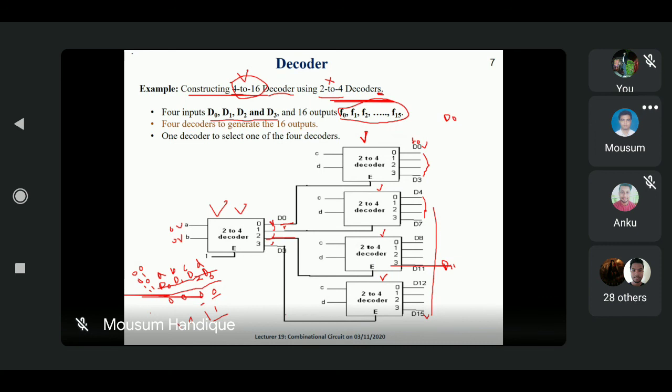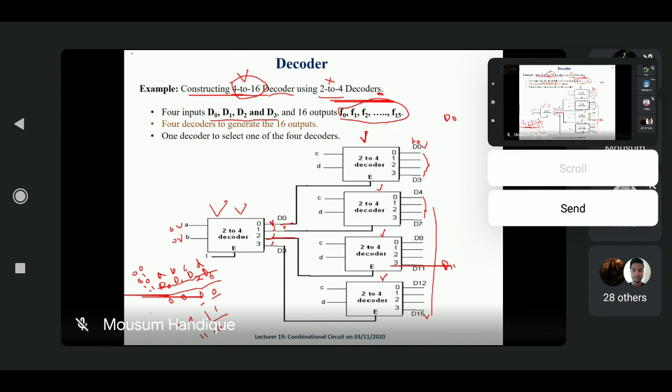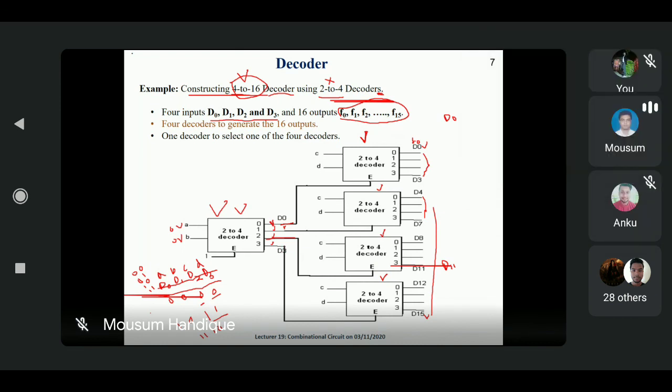So this way, suppose instead of 1, 1 we take 1, 1 for AB. Then the last one, D3, is active. This D3 line is connected to the enable line, this one. So the fourth decoder is active when we are considering the parallel decoders, this portion of the diagram. Okay, so the last decoder is active, and 1, 0 means this particular line D13 is active.